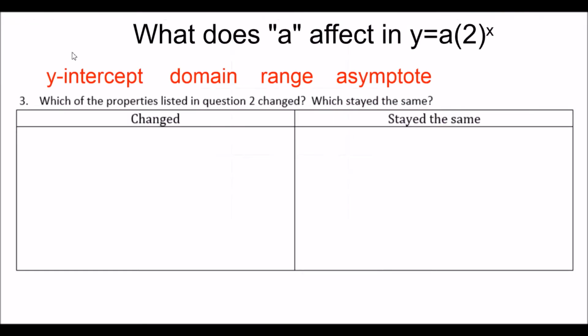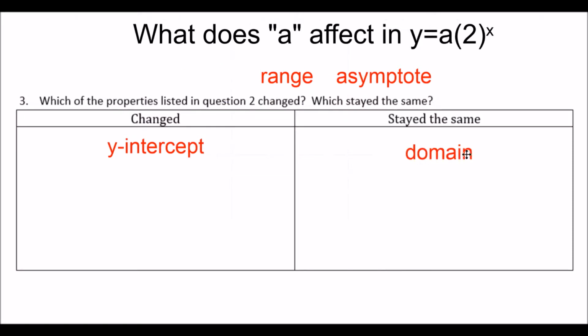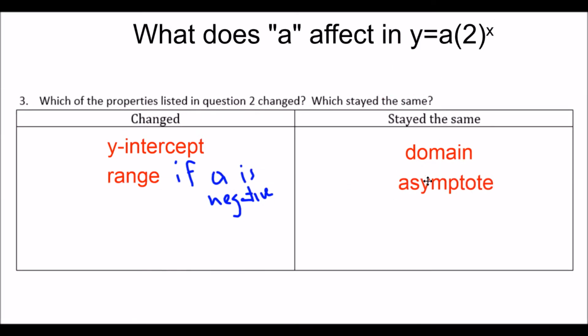All right, continuing on. What does a affect? Does it affect the y-intercept? Absolutely. It affects the y-intercept. Does it affect the domain? No. Domain is always the same, x is an element of the real numbers. Does it affect the range? It actually does if a is negative. Does it affect the asymptote? No. The asymptote remains as is, and there we go. All right, so a, that's what it affects.